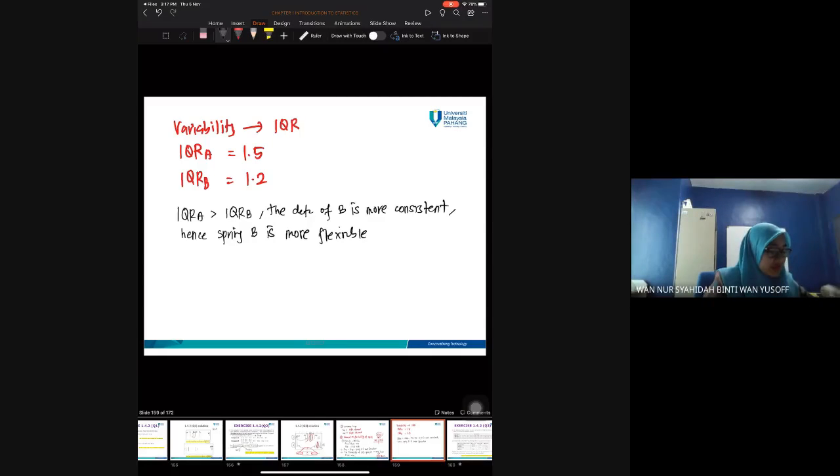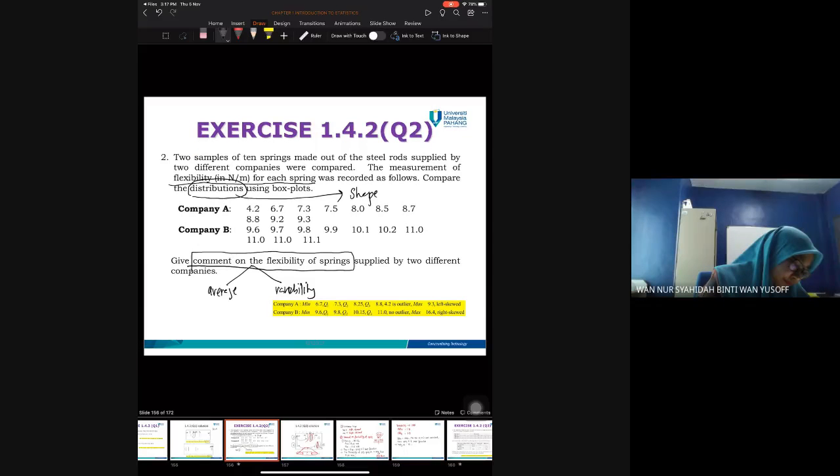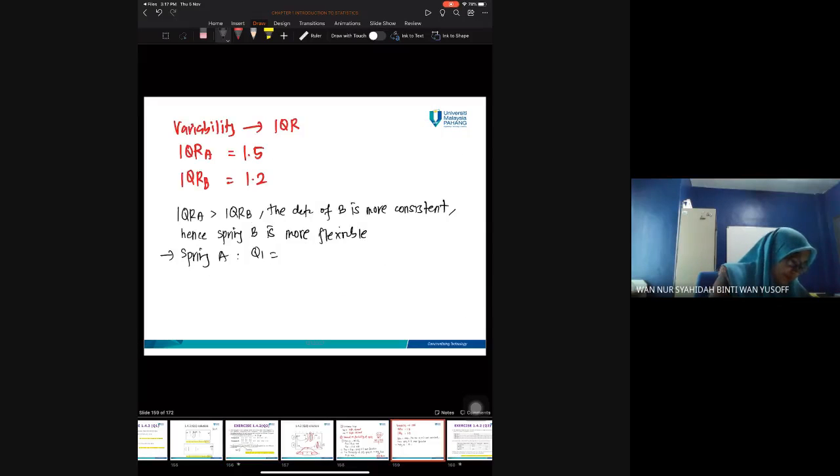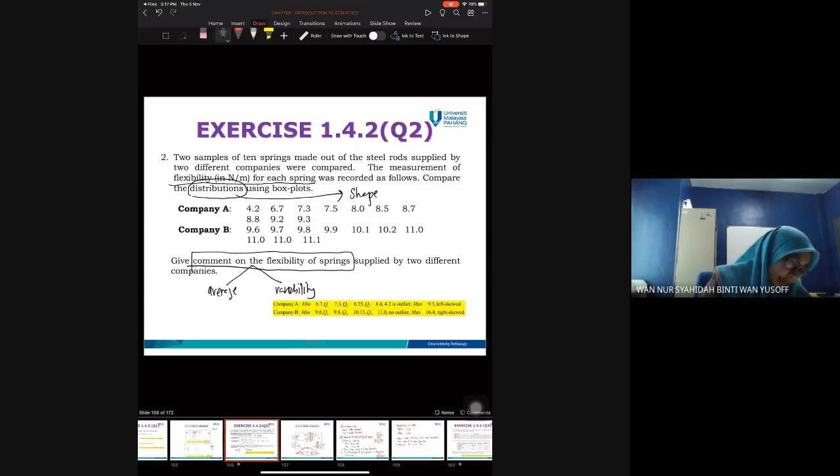Other than comparing, you can just comment on the data based on the IQR value. The IQR is between Q3 and Q1. For example here, for spring A, Q1 is 7.3 and Q3 is 8.8.